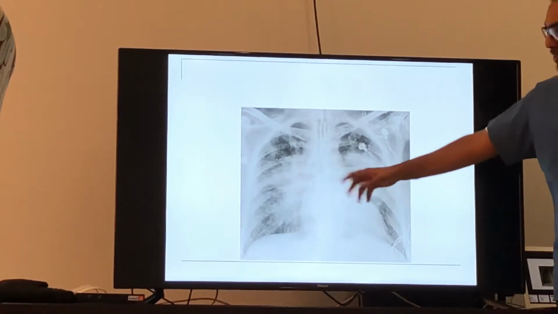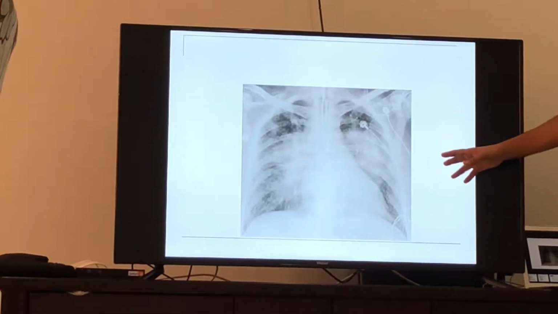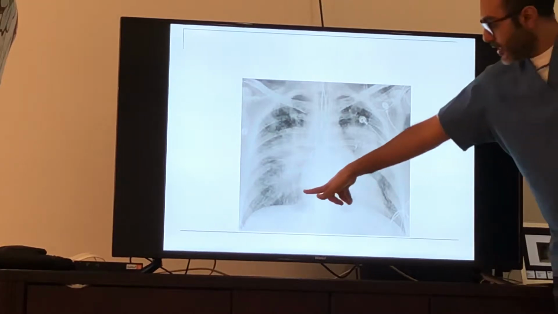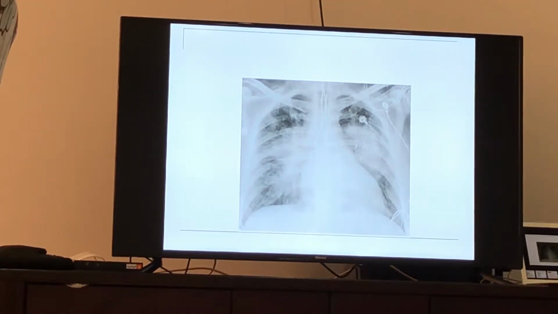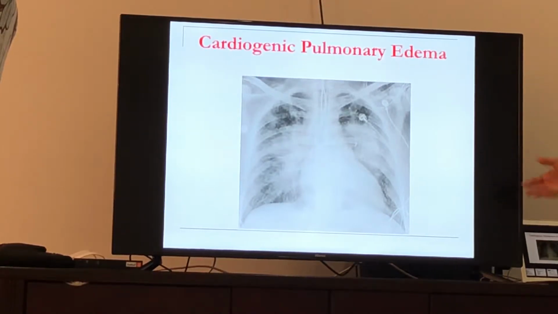There's bilateral diffuse airspace disease that's mostly central more than peripheral. In a patient like this with borderline cardiomegaly, this is more suggestive of cardiogenic pulmonary edema. This is common, and you probably see this commonly. So this is the most common: cardiogenic pulmonary edema.